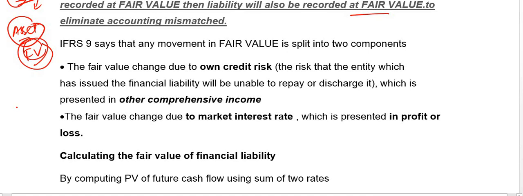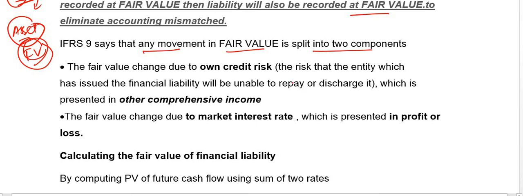IFRS 9 says that any amount at any moment in fair value is split into two components. At some moment, you will split it, meaning there are changes in fair value.